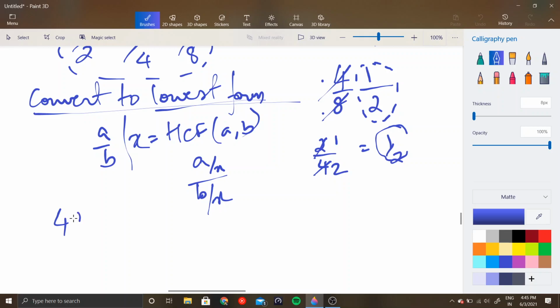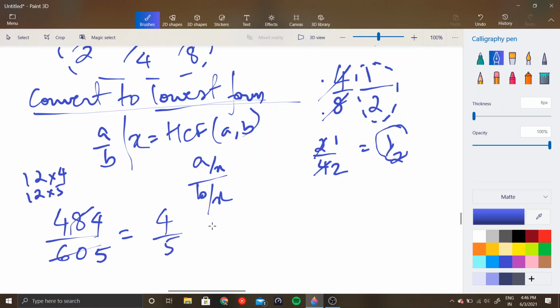Okay, 48 by 60. Now how to tackle this? So you have 48 and 60. The highest number that can divide both is 12. So 12 into 4 is 48, 12 into 5 is 60. So divide this by 12, it will be 4, and this will be 5, right? So 4 by 5.